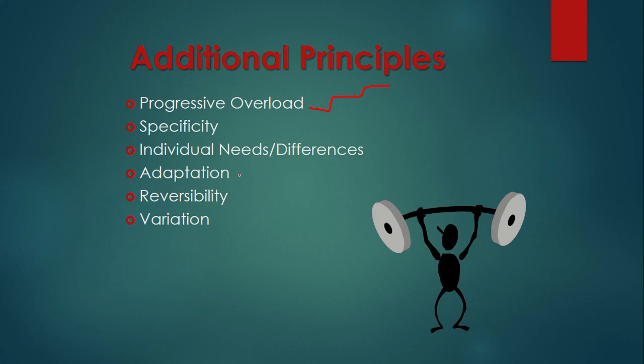Adaptation is when you are resting and recovering. So you've got to have the rest and recovery. Whilst you're resting and recovering, adaptation occurs. So adaptation and rest and recovery are linked together. Reversibility, if you stop training, all the benefits of your training are reversed. And finally, variation means try and mix and match, do things in a different order to reduce the chance of boredom.